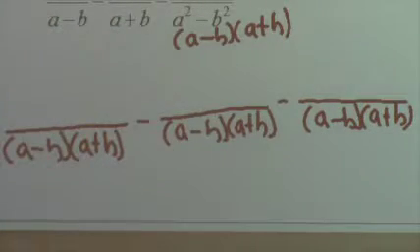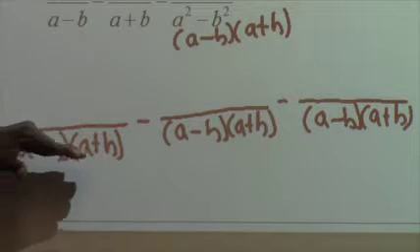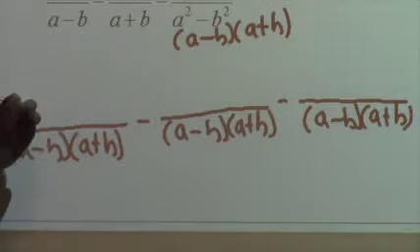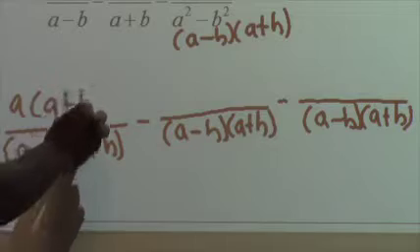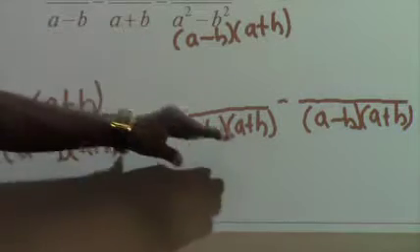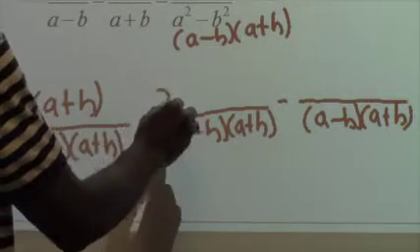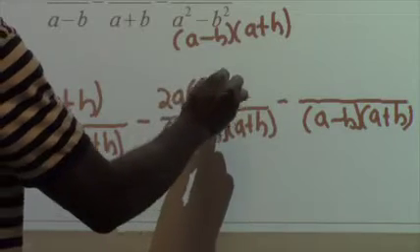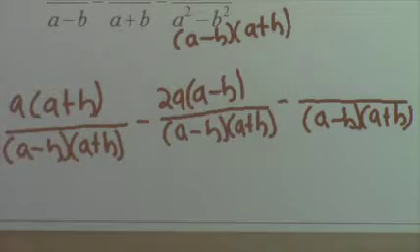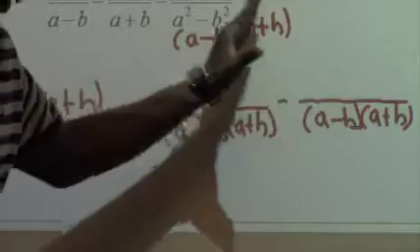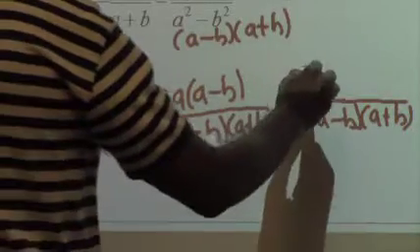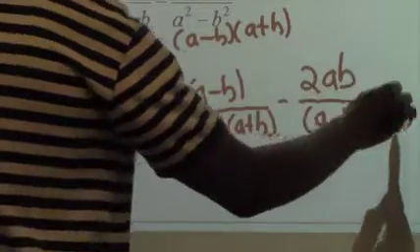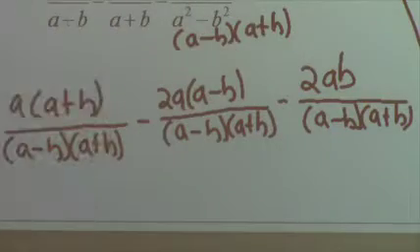And then we can begin to cancel. A minus b will go in here. We're left with a plus b. So I do a times a plus b. A plus b will go here. We're left with a minus b. So it will be 2a times a minus b. And a minus b would cancel with a. And so I'm going to be left with what? 2ab. So now, let's see if we can do some multiplication.